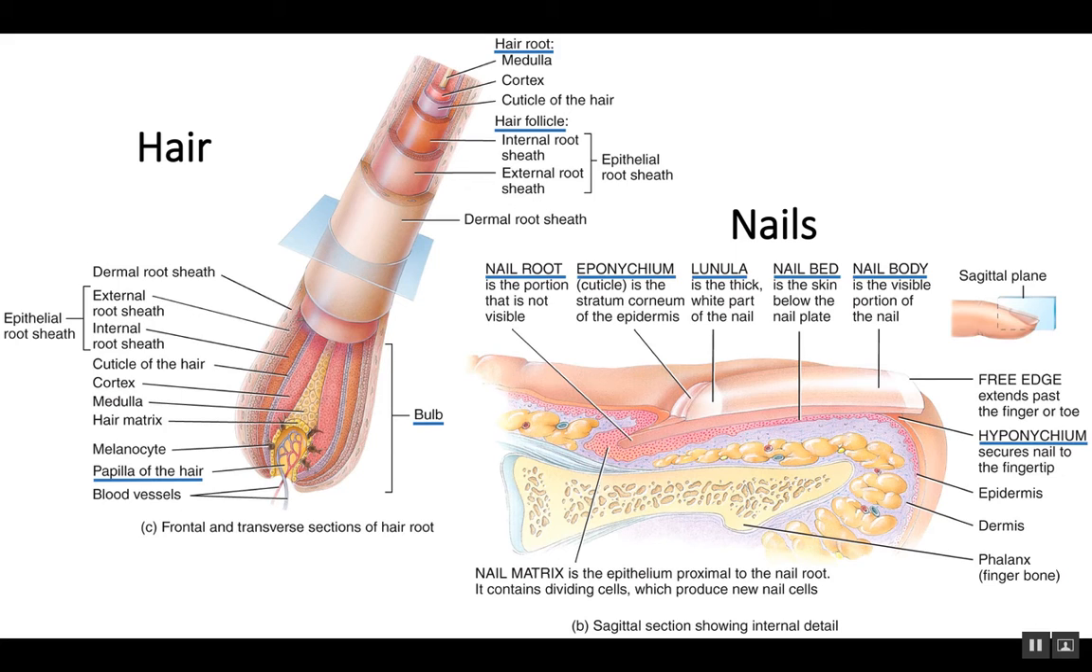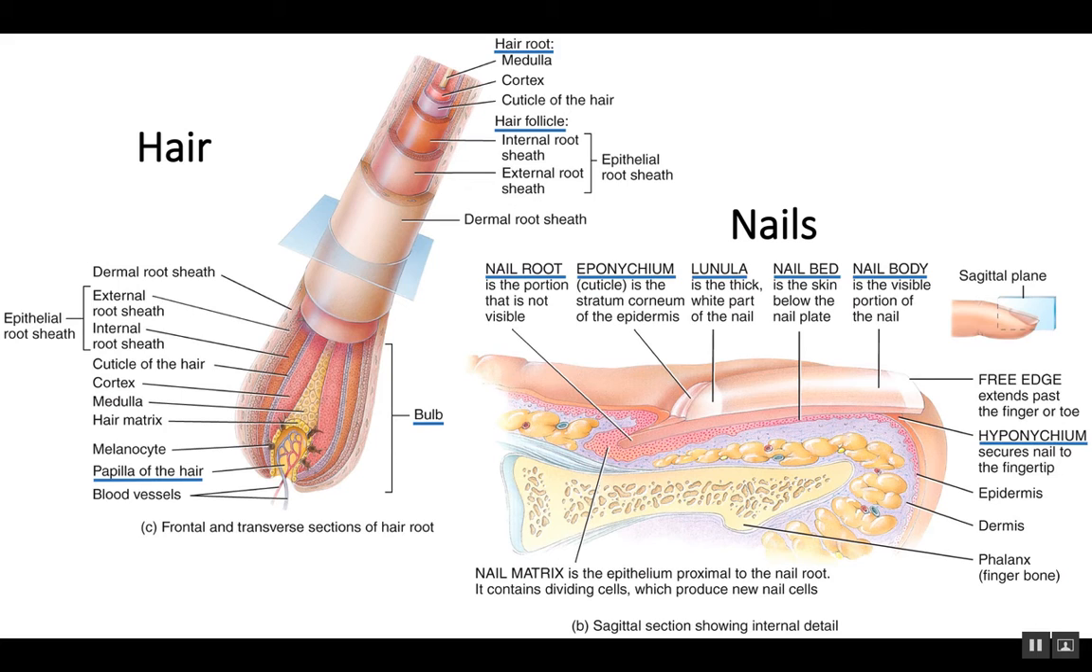The hair can also be a sensory structure. It helps kind of detect sensory information in the external environment. We have a lot of hair that keeps things out of our eyes. So for example, your eyebrows and eyelashes are used to keep sweat and other debris out of the eyes.